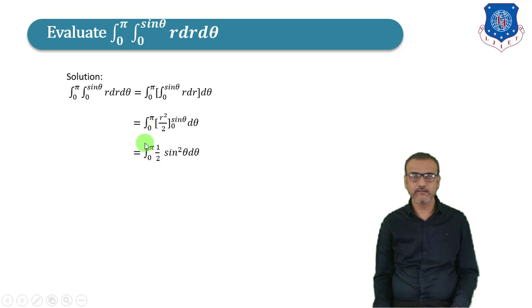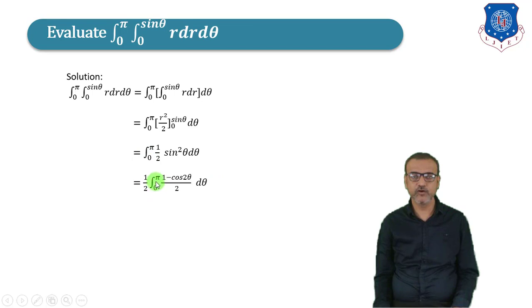Now this is equals to integration from 0 to pi. This half will be as it is. Now for upper limit sine theta, replacing r by sine theta, so it is sine square theta. Then after minus sign, replacing r by 0, so that is 0. So the result is sine square theta, and this d theta will be as it is. Now we will integrate half sine square theta with respect to theta. So half will be as it is.